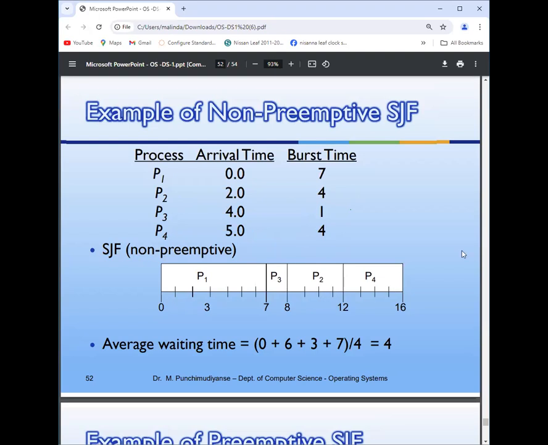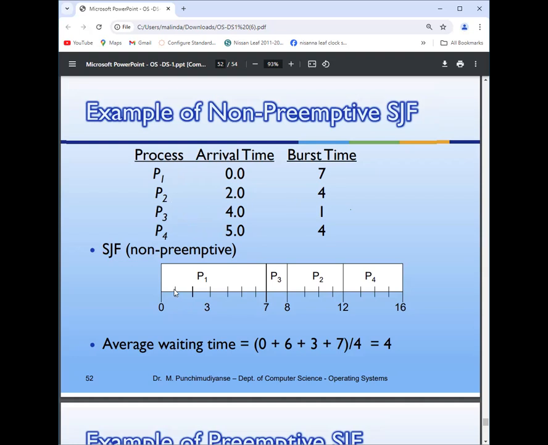Then one student again asks why we put P1 first. Because we have to see the arrival time. At time 0, P1 is the only process that is there. P2 hasn't arrived, P3 hasn't arrived, P4 hasn't arrived. Only P1 is in the queue, so it gets the first chance. That is why P1 is first, even though its burst time is high. After running 2 milliseconds, P2 arrived. So that is why we ran P1 first.